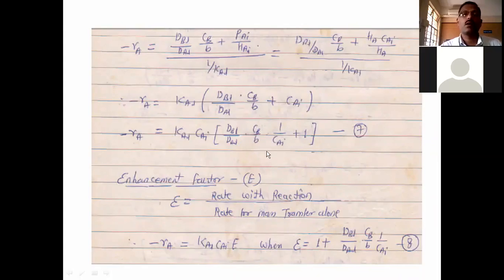E means what? That is the rate with reaction over the rate with mass transfer alone. So minus R is equal to K into Ci into E, where E is equal to 1 plus dBl upon dl, this term, Cv upon V into 1 upon Ci, equation 8. So this is the enhancement factor. Remember this enhancement factor. This is for case A.